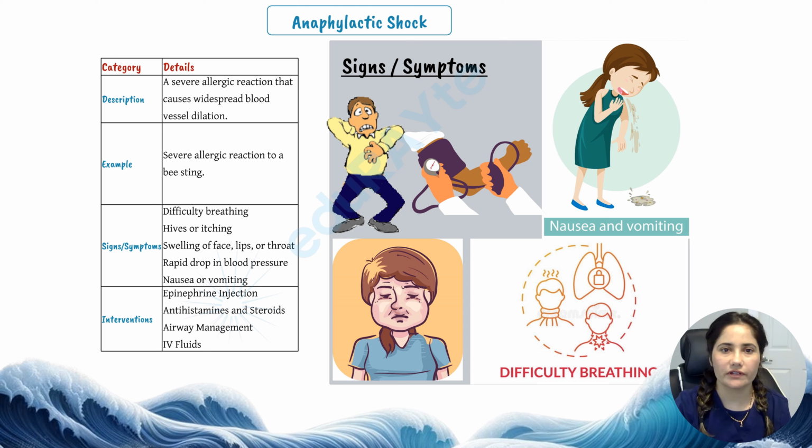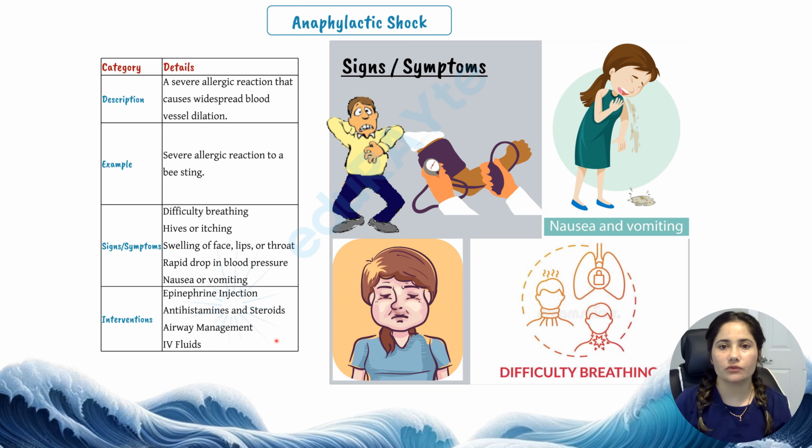Anaphylactic shock is a severe allergic reaction causing widespread vessel dilation. It's like the body's defense system overreacting to harmless substances. Symptoms include difficulty breathing, swelling of the lips, throat, and face, a rapid drop in blood pressure, itching, nausea, or vomiting. Interventions: epinephrine is a lifesaver, along with antihistamines and steroids, IV fluids, and airway management.